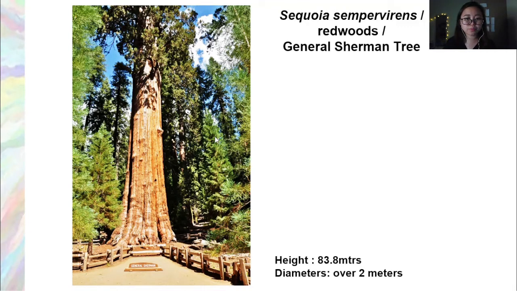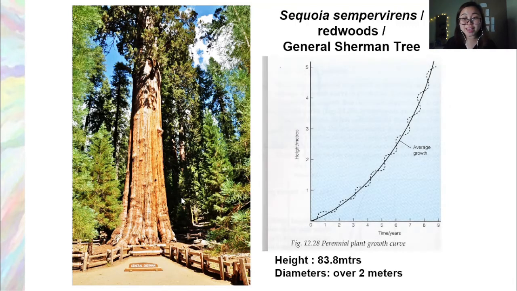Sequoia sempervirens, which is also called a general Sherman tree. So this particular specimen is 83.8 meters, and the diameter of the trunk is over 2 meters. So this tree is definitely showing unlimited growth pattern. It just keeps growing taller and taller every year if nobody comes to cut it down.